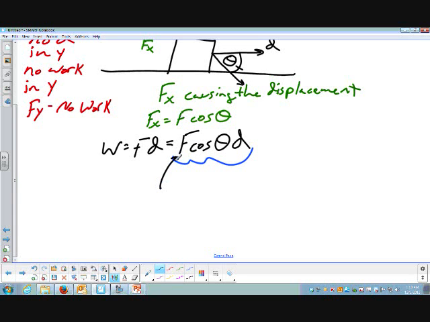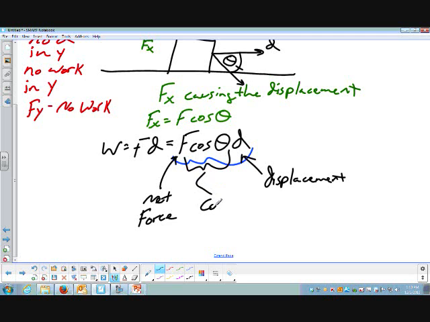This is my overall net force. This is my displacement. This represents the component of the force, the component of F, actually doing the work.